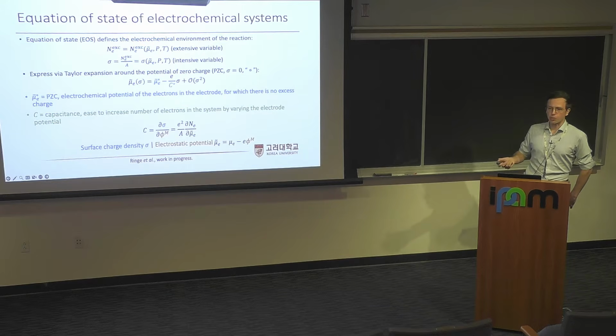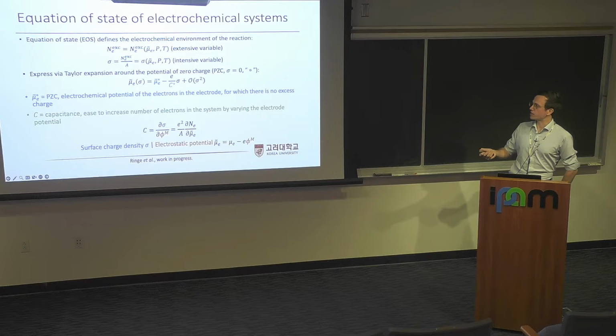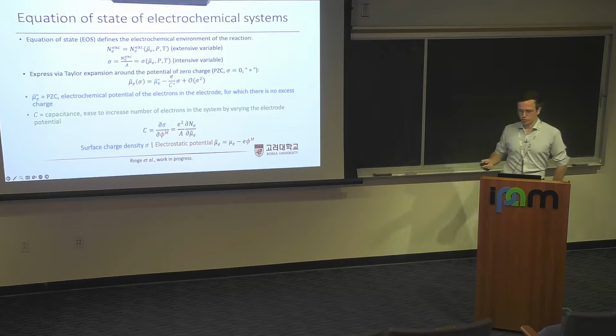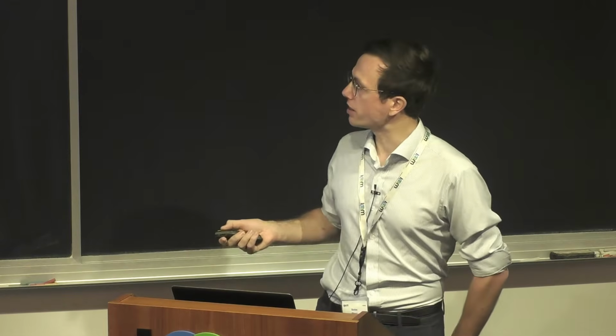And that will be potential dependent, right? So we can evaluate the derivative at the PZC, then we get the C0 here. So this is the formulation of the properties that we actually want to get, right? So the question is, how can we get it?